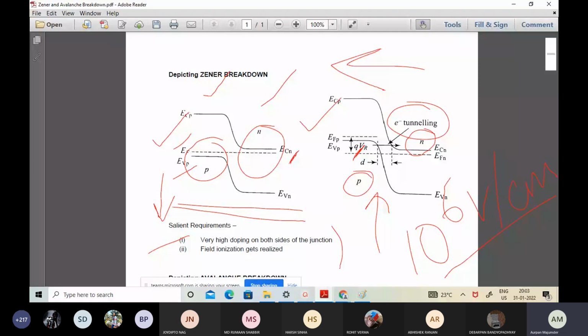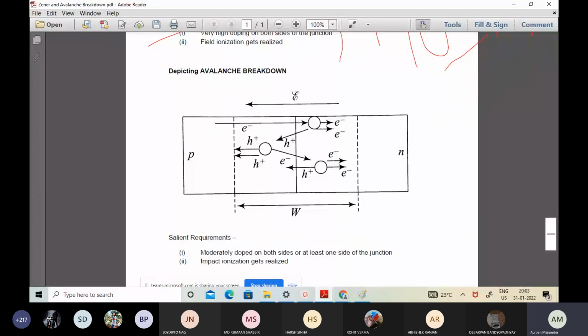However, when we think about avalanche breakdown, what is the scenario? Obviously, electric field should be in this direction only because it is under reverse bias. What happens is this, that here we do have the idea of impact ionization, not field ionization. Now the question is, what is this impact ionization all about? Now, let me give you an example.